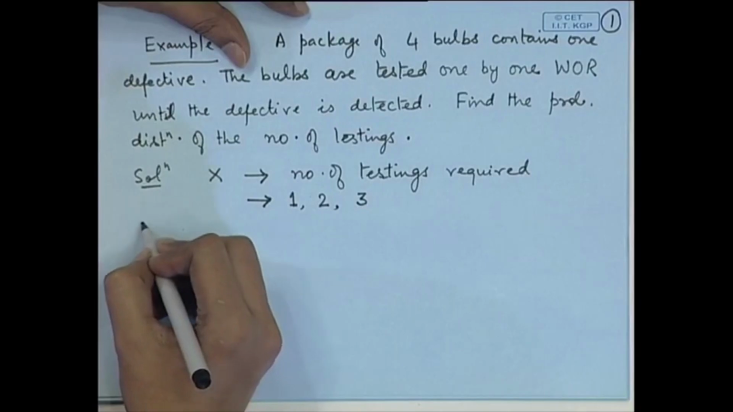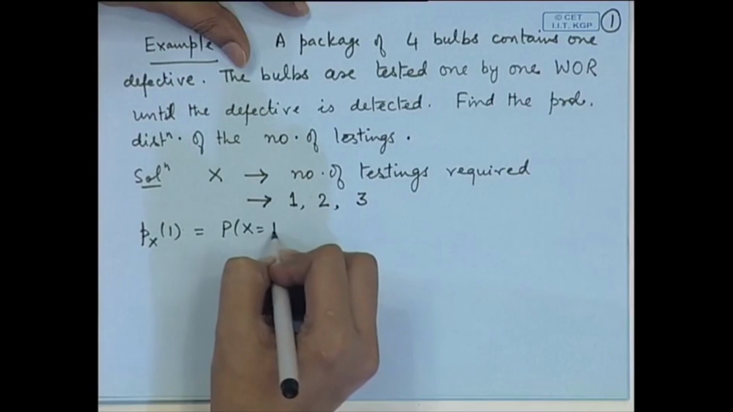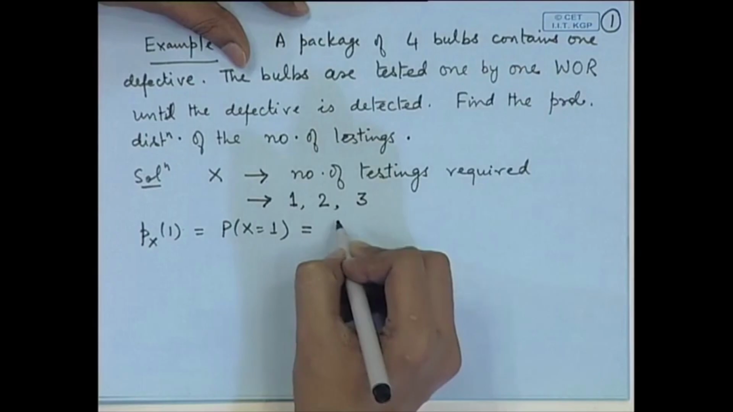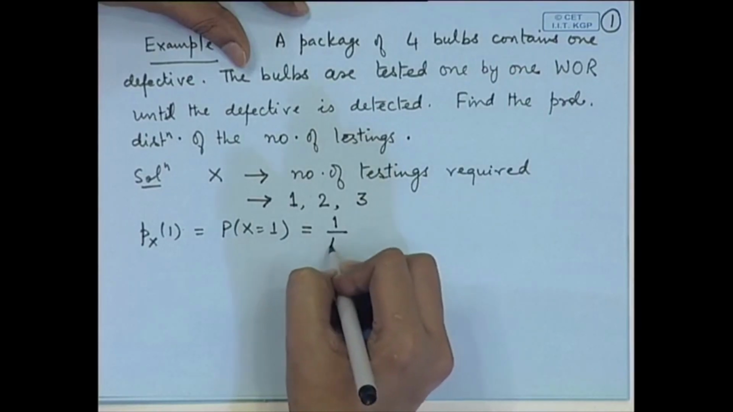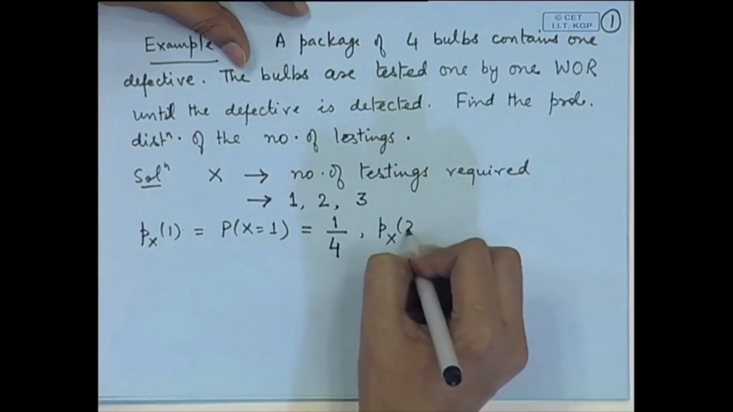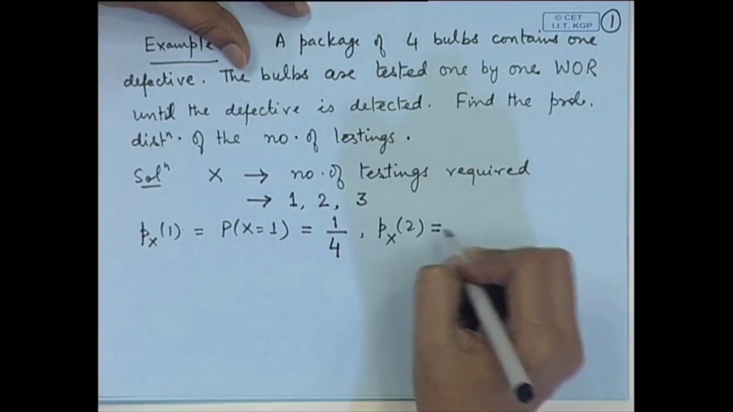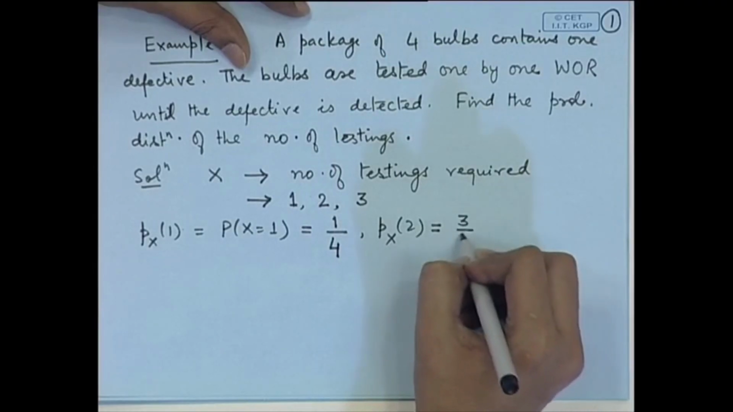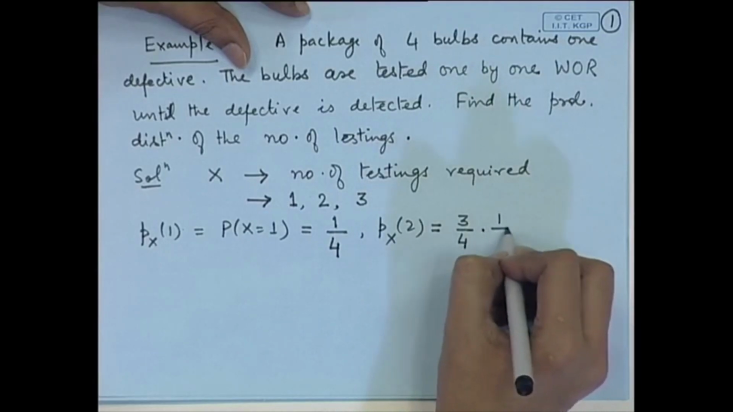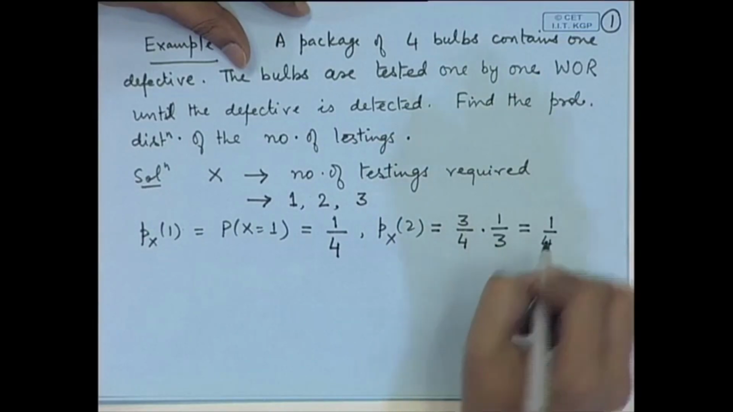So, what is the probability of X equal to 1? There are 4 bulbs out of which 1 is defective. So, the probability that the first testing gives a defective will be 1 by 4. What is the probability that the second one is defective? That means the first one must not be defective. Now, there are only 3 bulbs left, out of which 1 is defective. So, the probability of that is 3 by 4 into 1 by 3, which is equal to 1 by 4.